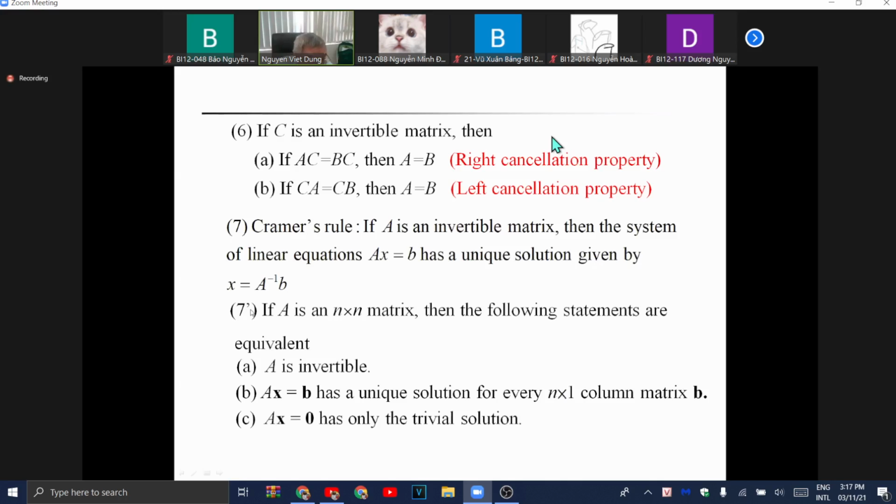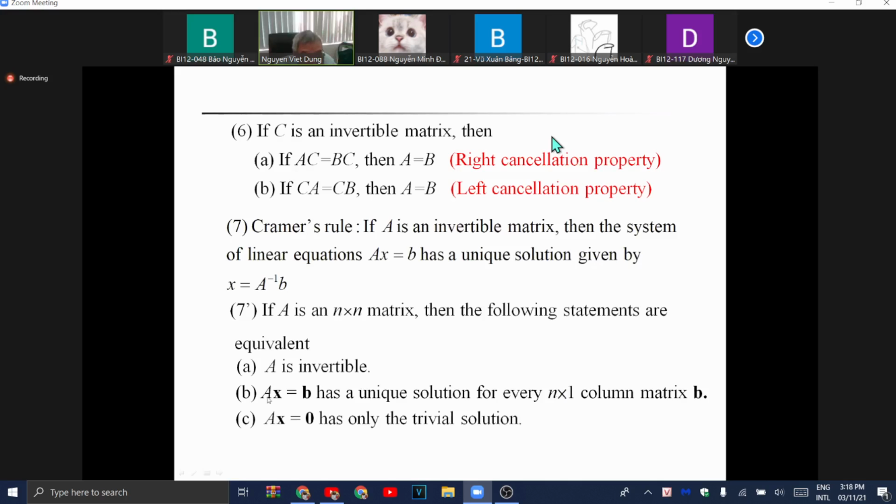Property number 7 prime. If A is an n by n matrix, a square matrix of order n, then we have the following claims which are equivalent to each other: A, B, and C. Equivalent means A implies B, B implies A, B implies C, and C implies B. So, three equivalent claims are as follows.